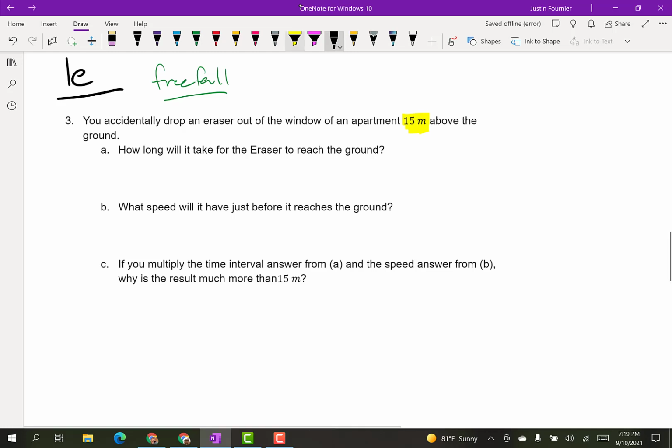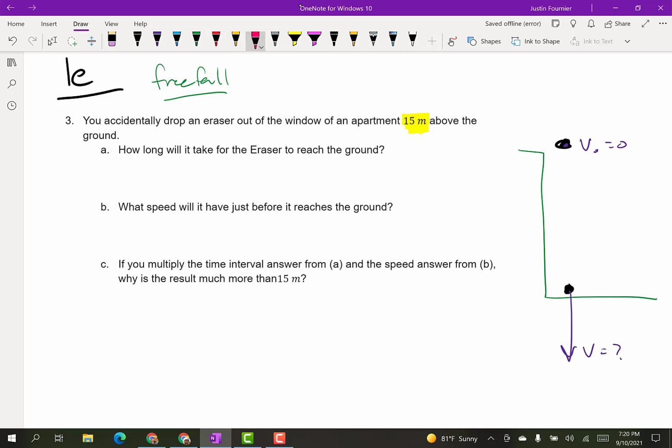So here's the window, building, and the ground. And then we're dropping an eraser. So it's going to go right here just before it hits the ground. So at first the initial velocity is 0. Then it's going to have some velocity at the end that I don't know. However, I also know there's going to be some displacement.